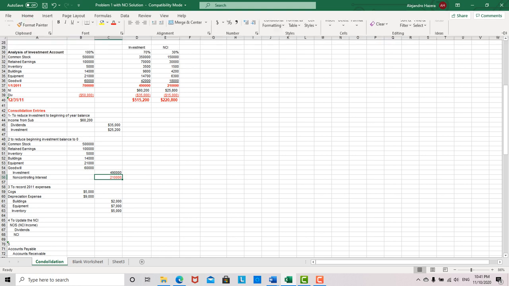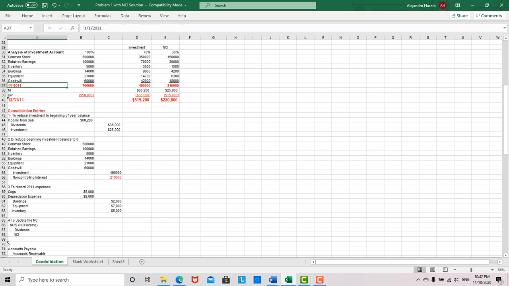Look right there. Non-controlling interest at 1/1/12, 210. And that's 210 right there. What we've got to do now is update it to its end of year balance of 220,800. Okay? And what we're going to do is, it's kind of similar to the first entry. We're going to, in a sense, eliminate the non-controlling interest income.